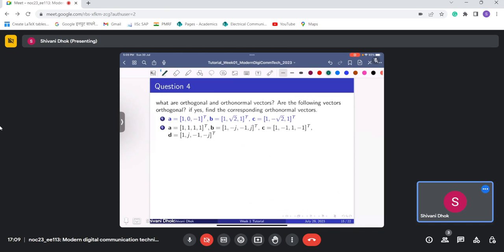So we need to check if it is orthogonal. Let's first see if a and b are orthogonal. We'll consider a Hermitian b, which is equal to a transpose b, because a and b are real vectors. So we have 1 0 minus 1 multiplied by 1 root 2 1. That is 1 multiplied by 1 plus 0 into root 2 plus 1 into minus 1, that is minus 1, so this reduces to 0. This means that a and b are orthogonal.